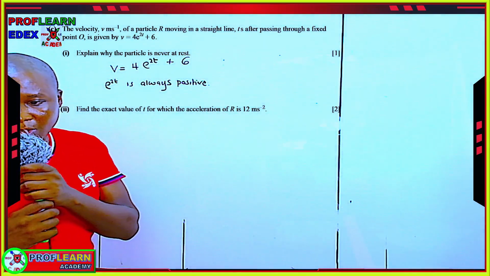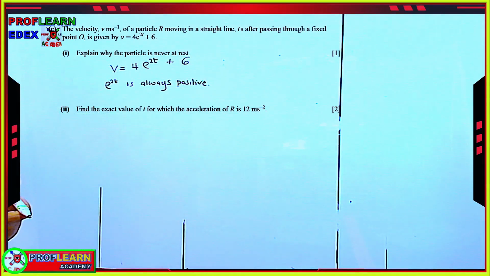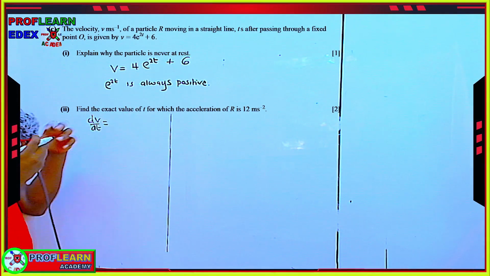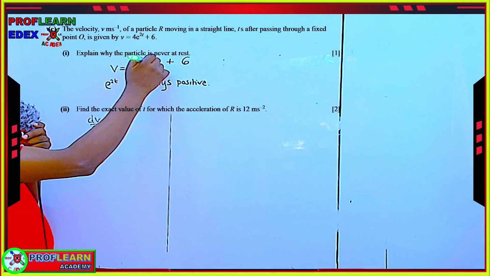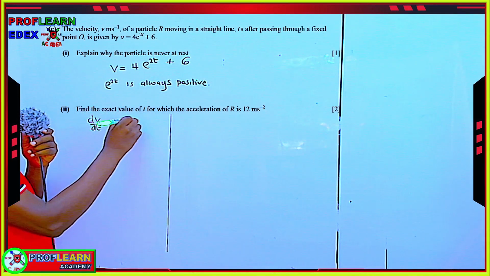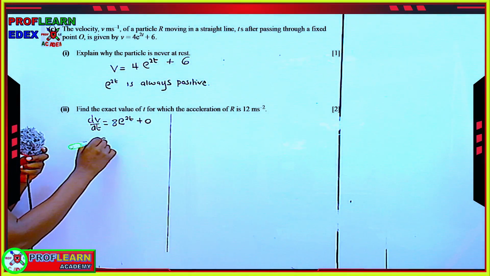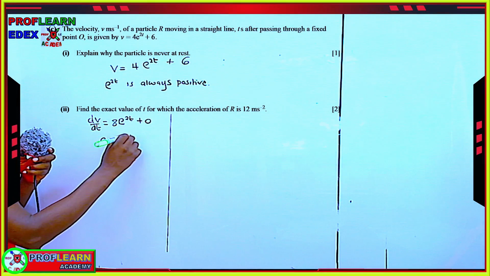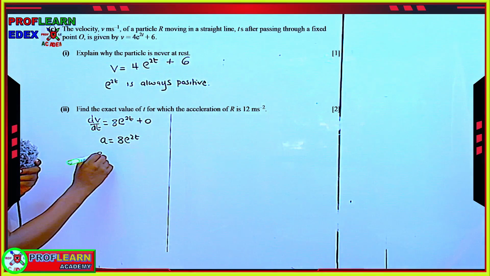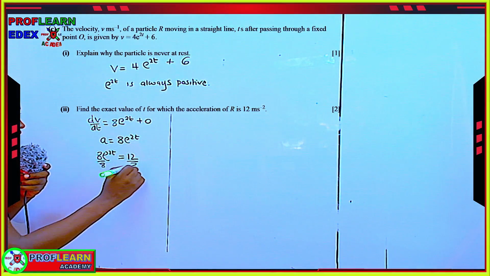Find the value of t at which the acceleration of r is 12 meters per second squared. We are supposed to find acceleration. If you differentiate dv/dt, you differentiate the top and bring the power down, so that's going to be 8e^(2t). Then differentiating the constant gives plus 0. So our acceleration equation is 8e^(2t). We are told we are solving where acceleration is 12, so 8e^(2t) equals 12, divided by 8 on both sides.